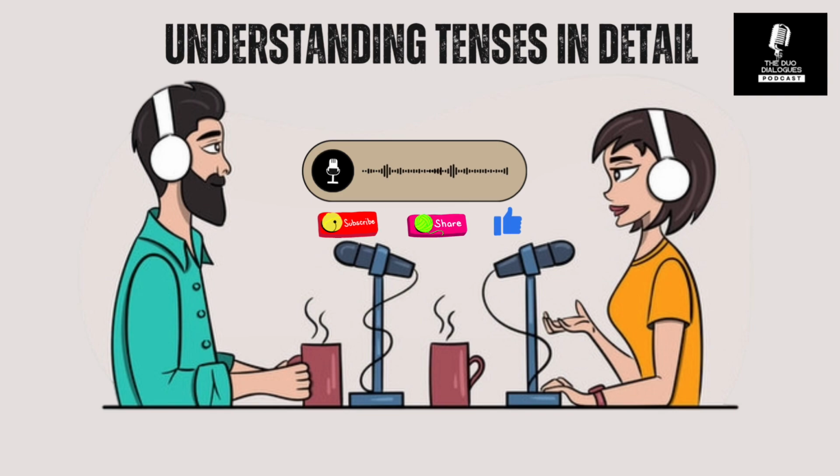Imagine trying to describe an amazing trip if you couldn't clearly say it already happened. Exactly. You lose all the context. And accuracy in tenses also prevents simple misunderstandings. A small slip-up can totally change the meaning you want to get across. Okay, so let's dive into the present tense first. We've got the simple present and the present continuous. What's the main difference there?